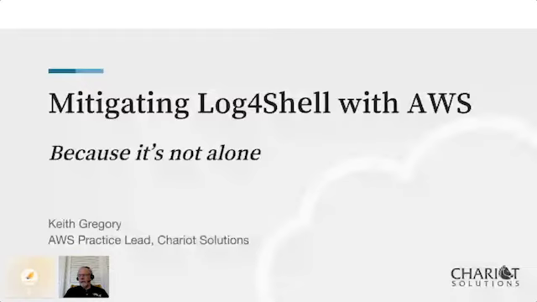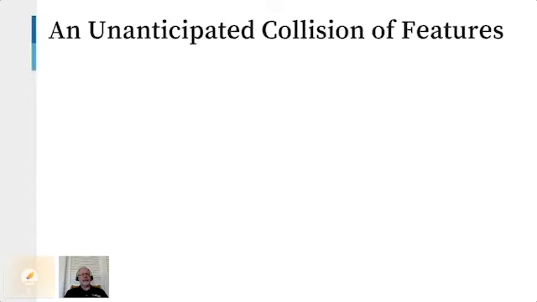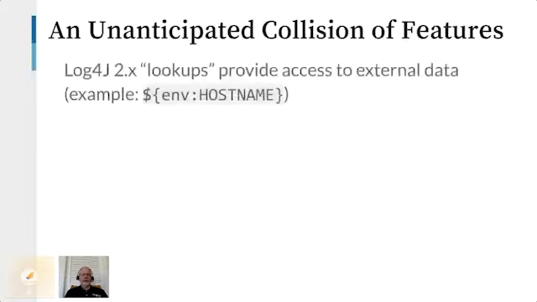So I'm going to start, for those people who aren't familiar with Log4Shell, or maybe haven't really dug into it. Like a lot of things that cause big problems, it was an unanticipated collision of relatively innocuous features. And the first of these is the idea of lookups. Log4j2 has a way to get access to things outside of your application, such as here, your host name coming out of the environment.